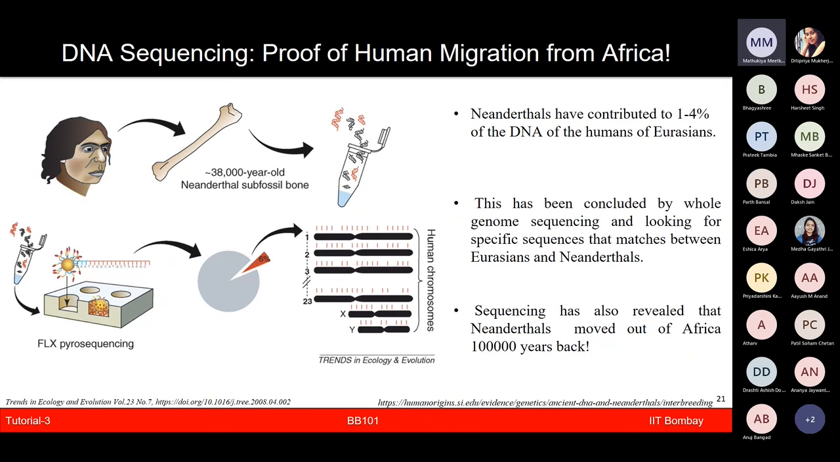Just as an example, Neanderthals: there was a study carried out, and it has been found that they have contributed one quarter of the DNA that we Eurasians have. So this has been concluded, obviously through whole genome sequencing and specific sequence matches.